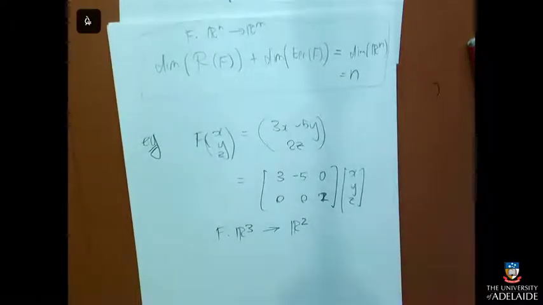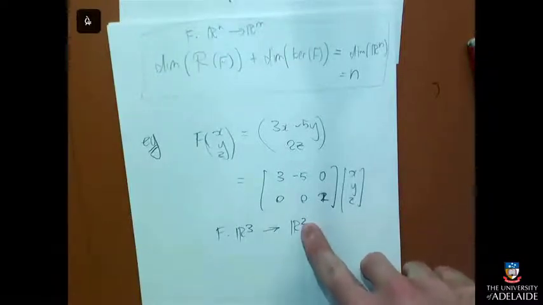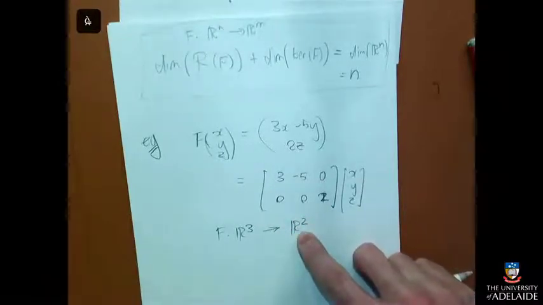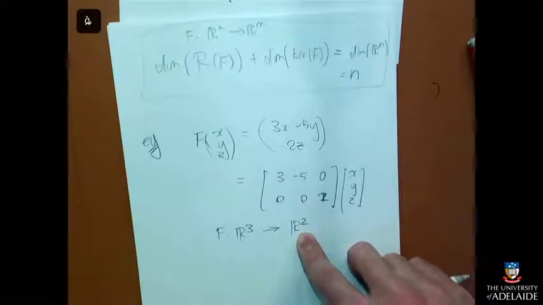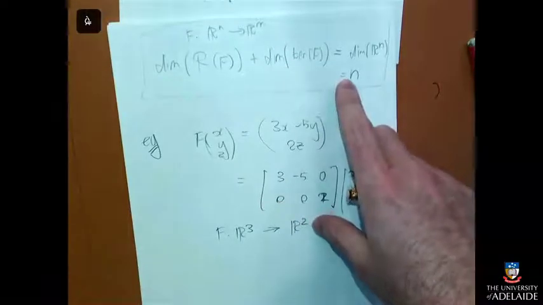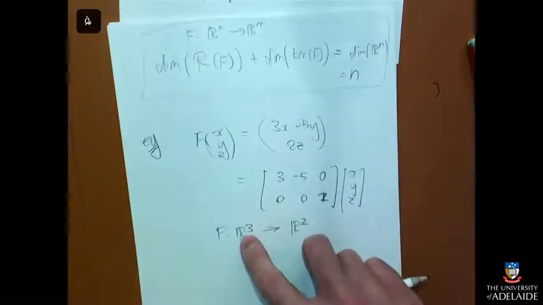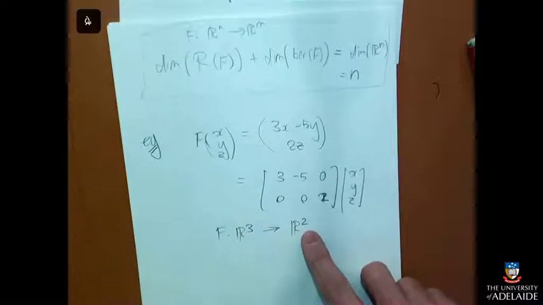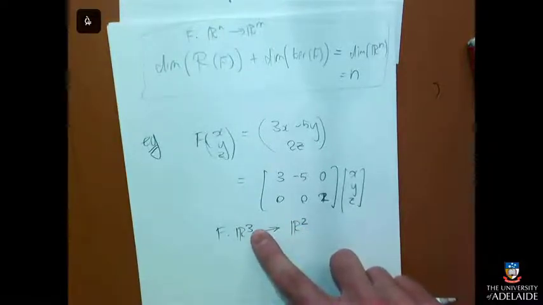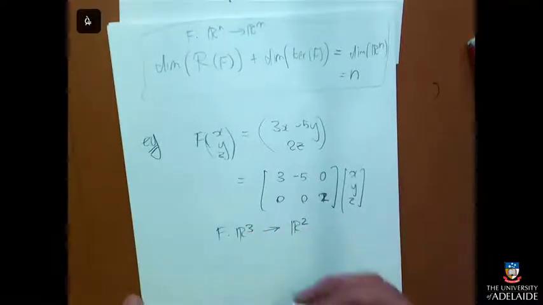So let's think this through. I know that the biggest the range can possibly be is 2 dimensions, because it can't fit anything bigger in R2. And since the dimension of the range and the dimension of the kernel have to add up to the dimension I came from, which is 3, and the range can't be any bigger than 2, I have to have at least 1 in the kernel, because there's not enough room to fit 3 in here.